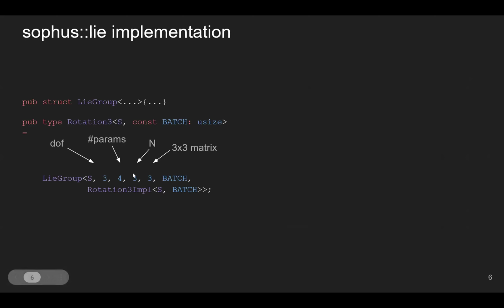The dimension 3 is for mapping 3D points using a rotation, and then another 3 is for the matrix dimension, if you represent it as a matrix. You see a lot of parameters here, and the reason is that generics are still limited in Rust compared to C++. So it's pretty much impossible to deduce these parameters from the Rotation3 input type, so you need to list them manually here.